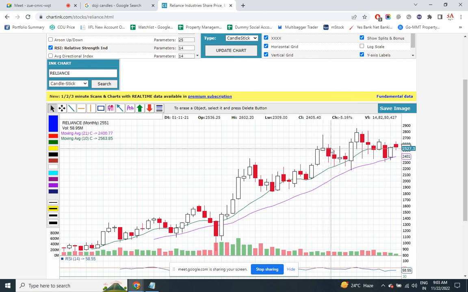Now this is what? Gravestone. Inverted hammer, gravestone pattern. Or we can say doji also, because the body is very small. And immediately after that, a big movement had come. A fall of 5%, a fall of another 2%, 7% fall.